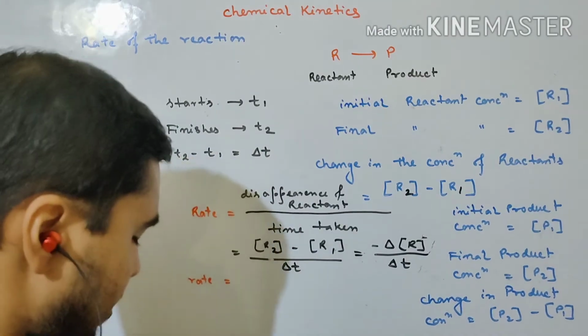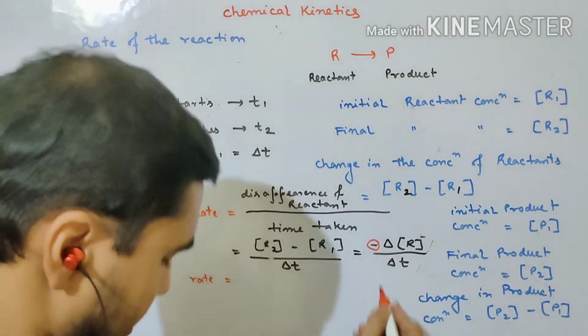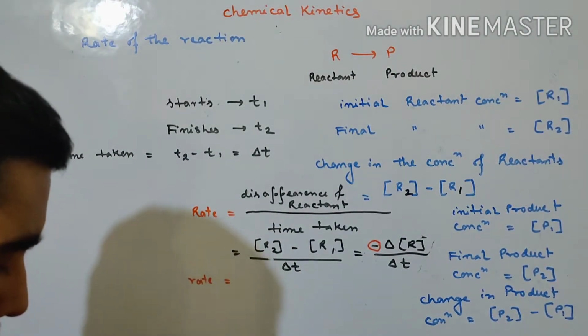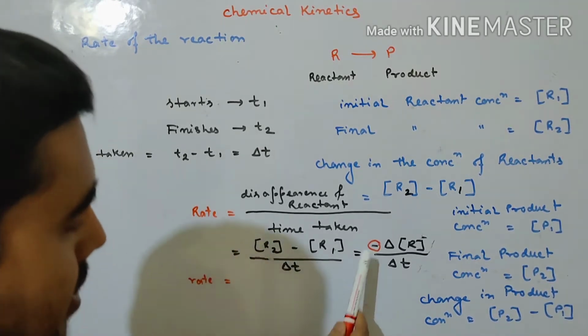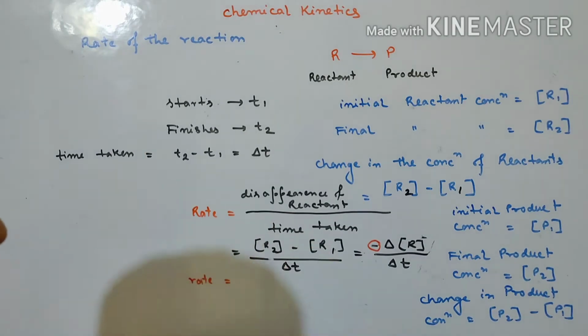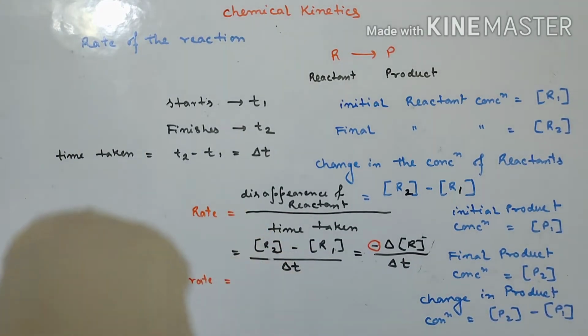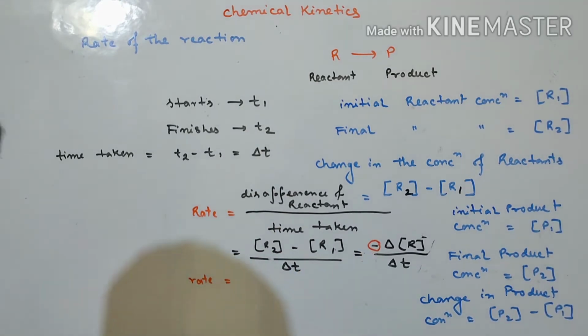The negative sign has been introduced to make everyone understand that R1 is obviously greater and R2 is obviously less. And this negative sign denotes that we are talking about the reactant side, not the product side. Because with time, the concentration of reactant is going to decrease. So if you are checking the disappearance of reactant, it should be negative.